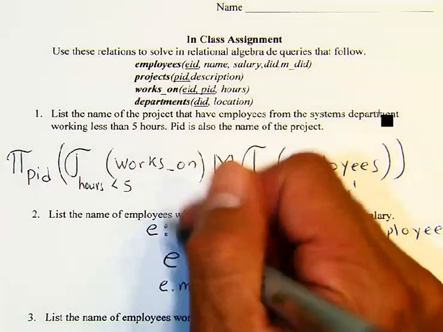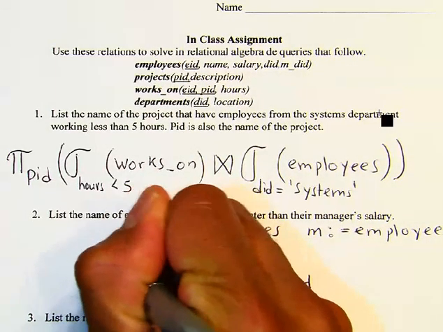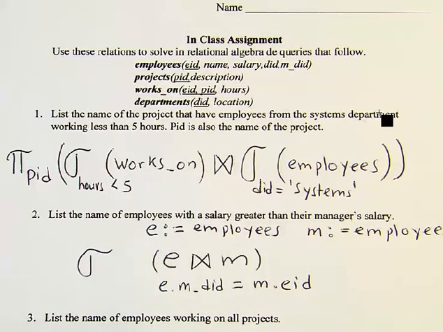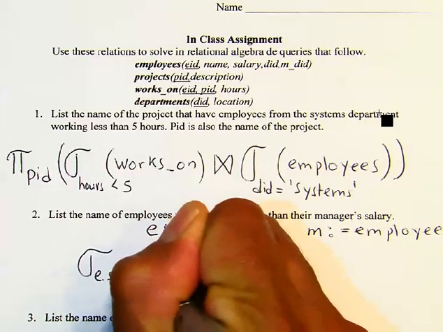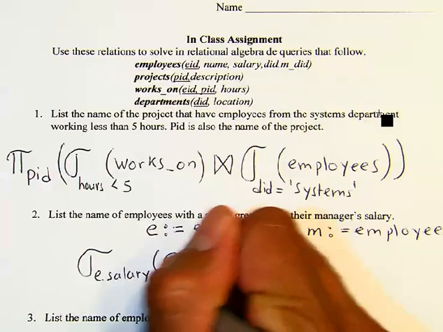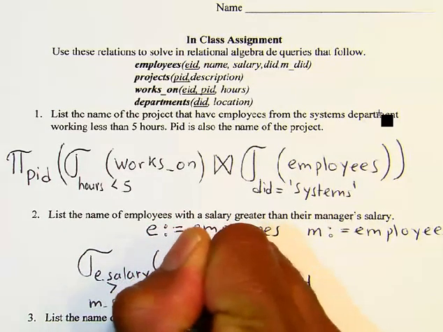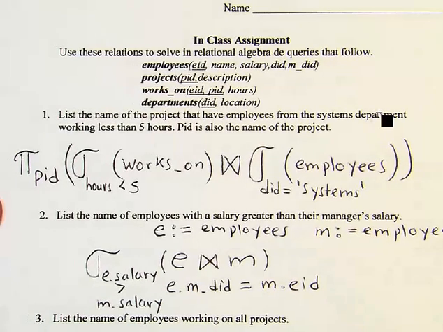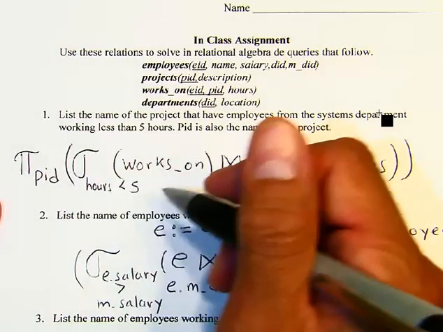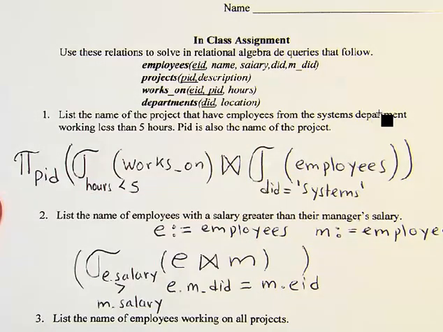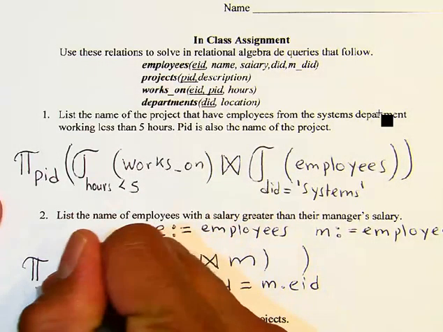And now from here we just want to select, so that's the selection, those where the employee salary is greater than the manager's salary. Once we have that, we project. For the projection, we need the name, right? So then we get the pi of E dot name.